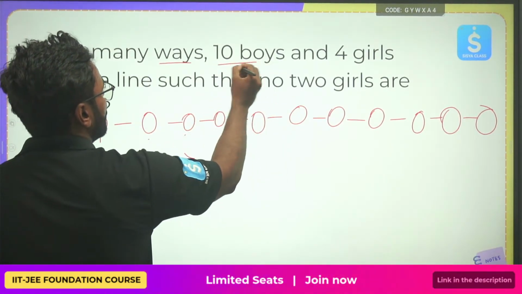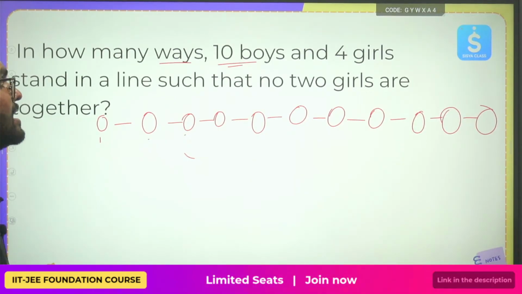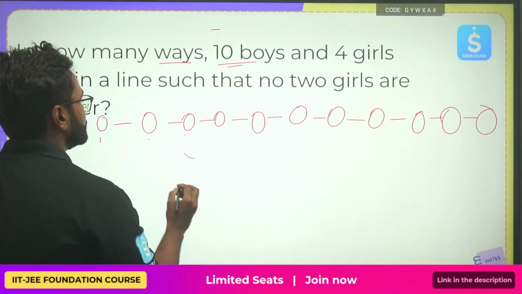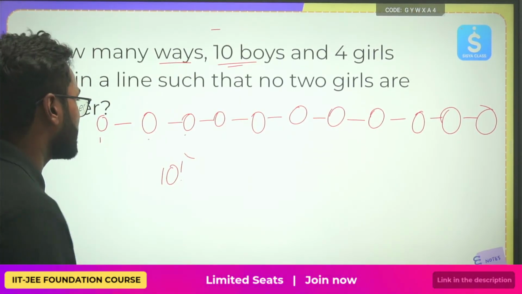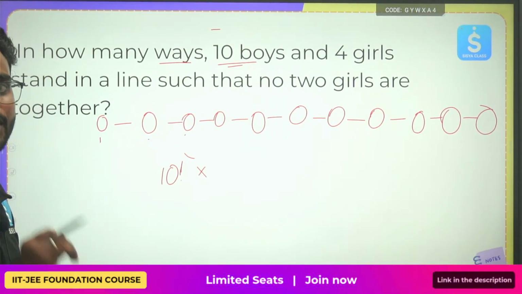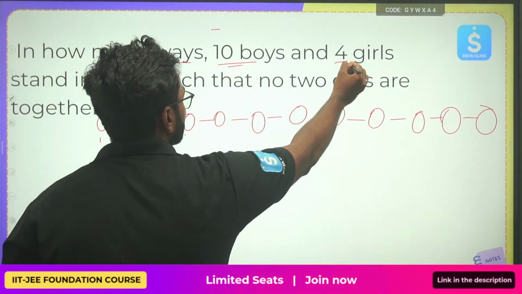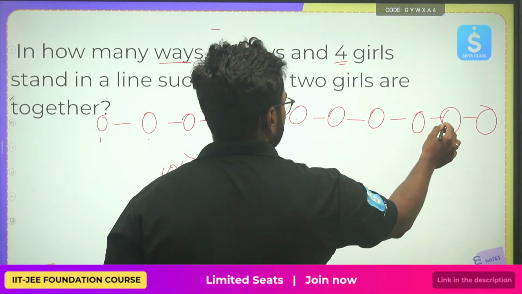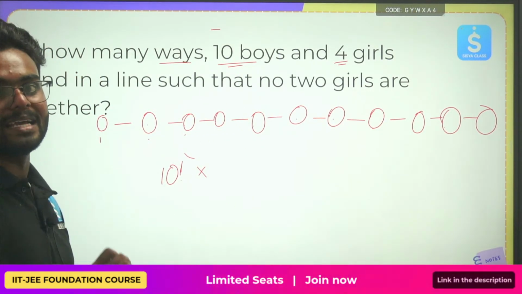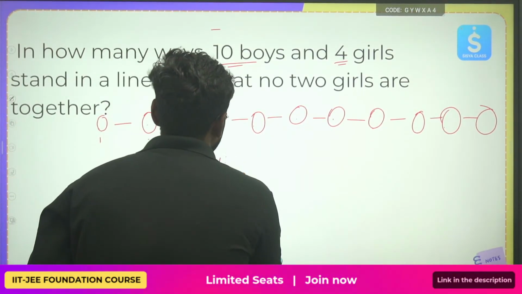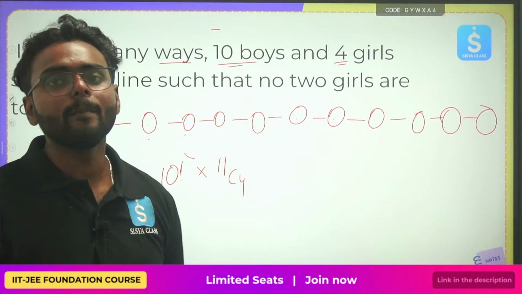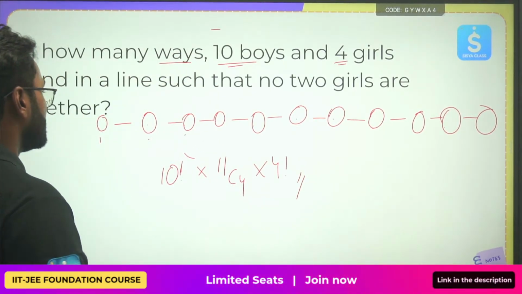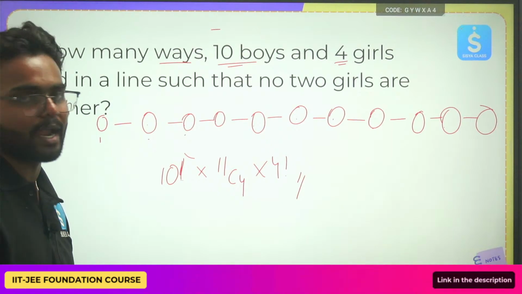Now we have 10 boys sitting in a linear arrangement. What have we learned? If they are sitting in a linear arrangement, they can be arranged in n factorial ways. That should be 10 factorial ways. Now coming to girls. How many girls do we have? We have 4 girls. And let's check the gaps: 1, 2, 3, 4, 5, 6, 7, 8, 9, 10, 11. We are filling up 11 places with 4 girls. That should be 11C4. Now, these girls can arrange themselves in 4 factorial ways. So, the answer is 10 factorial into 11C4 into 4 factorial.